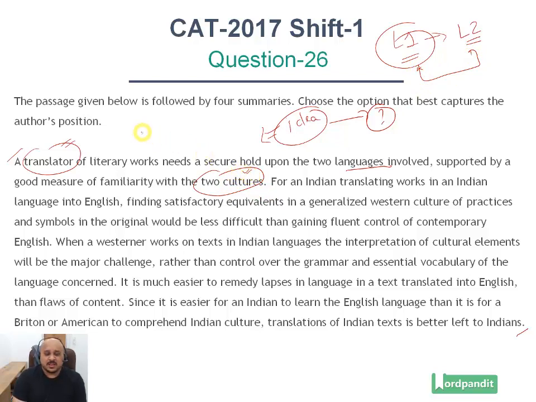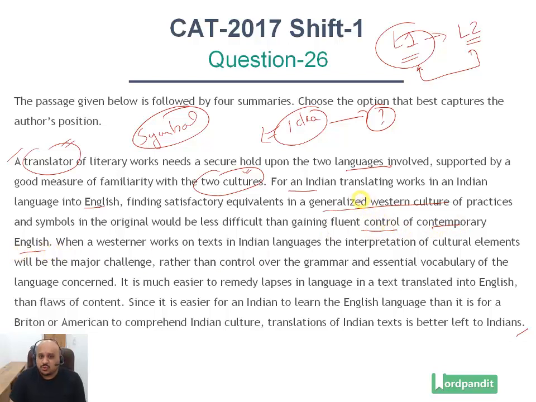A particular thing might be a symbol of something in one culture and something else in the other culture. So if you translate it keeping a wrong perspective, or ignoring what it meant in the original culture, you'll get the translation wrong. Now, for an Indian translating works in an Indian language into English, finding satisfactory equivalence in a generalized Western culture of practices and symbols in the original would be less difficult than gaining fluent control of contemporary English.